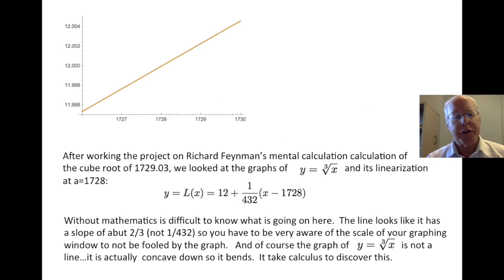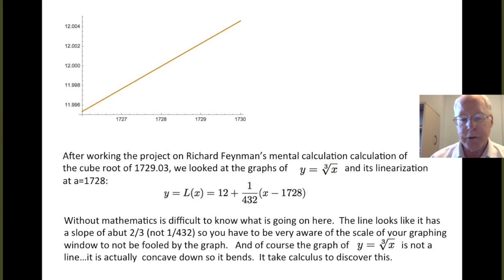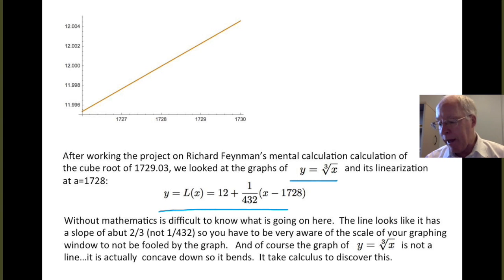We had another nice example of this in class. We worked on the project on Richard Feynman's mental calculation of the cube root of 1729 over 3. And after doing that project in class, we looked at the graph of y equals cube root of x and the linearization of the cube root at the point a equals 1728, which was the nice value because the cube root of 1728 is 12. So the graph up here shows the graphs of both functions on one graph.